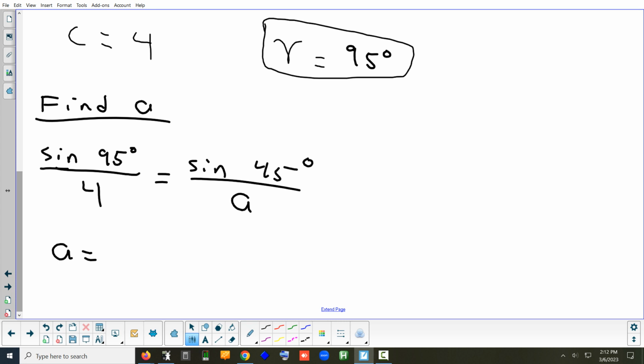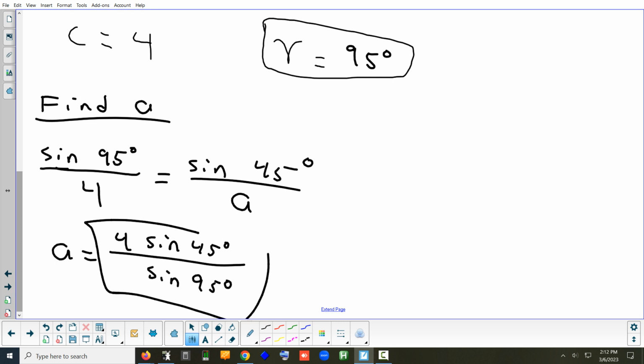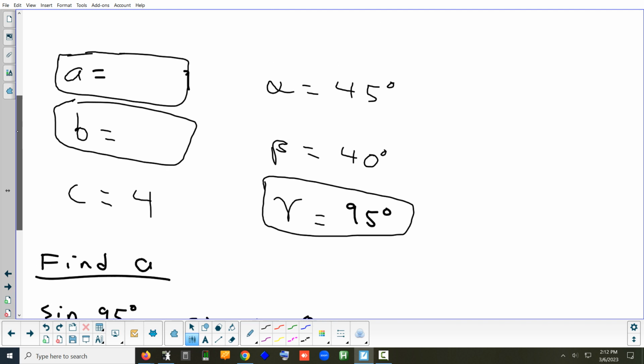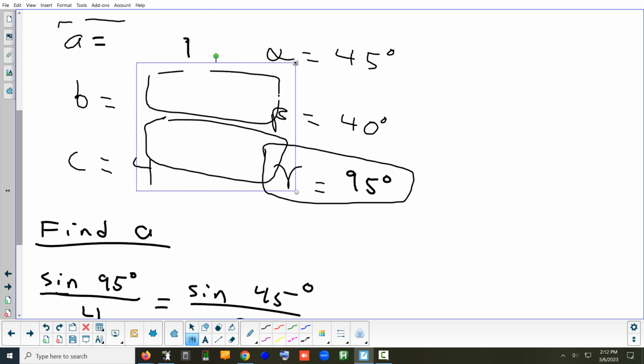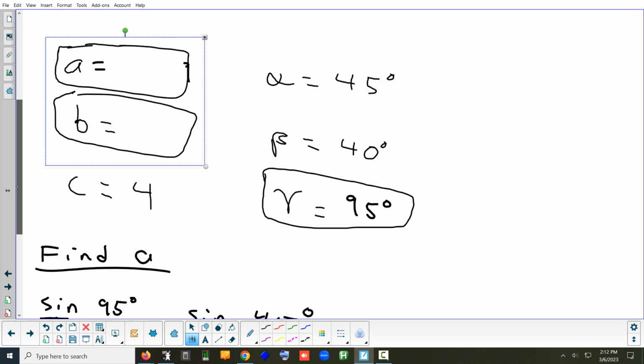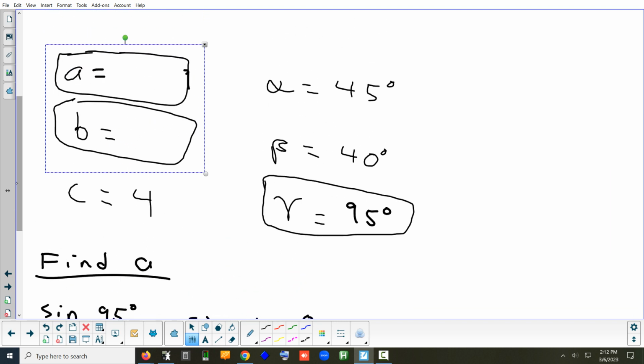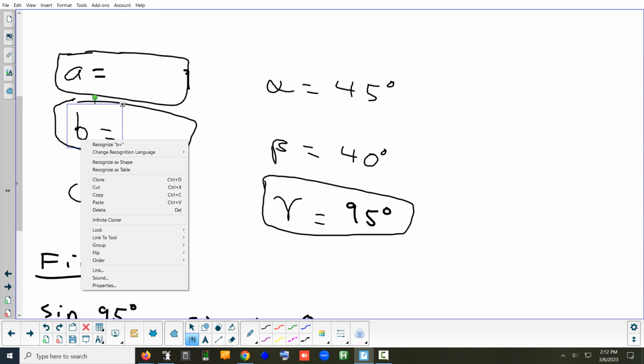multiplying. Can anybody tell me what, you don't have to give me the decimal, but just tell me like A is this times this divided by this. A equals 4 times sine 45 over sine 95. You know, we'll type that in and we'll get our decimal. Since alpha is the middle angle, I would expect A to be the middle side. I don't know B yet, so we can't confirm if that's true, but once we find B, we're going to hope that A is just a little bit bigger than B.